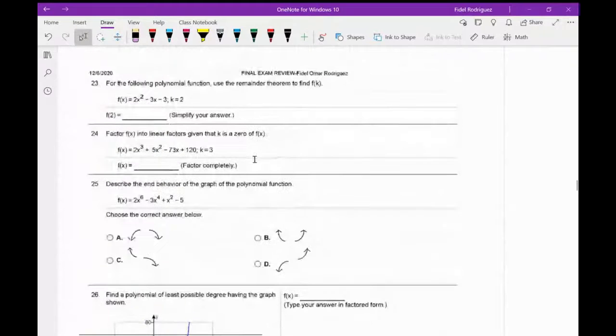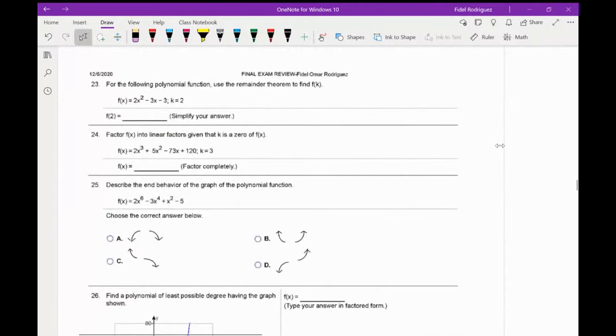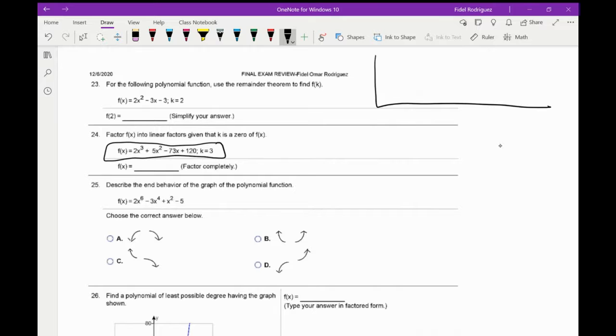Let's see. 24 says factor f of x into linear factors given that k is a 0 of f of x. So we're looking at this part right here. The way I'm going to do this is use synthetic division, and I'm going to put my numbers here. So we have a 2, a 5, a minus 73, and a 120.